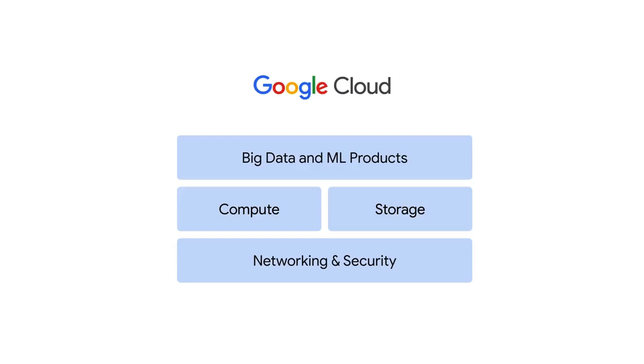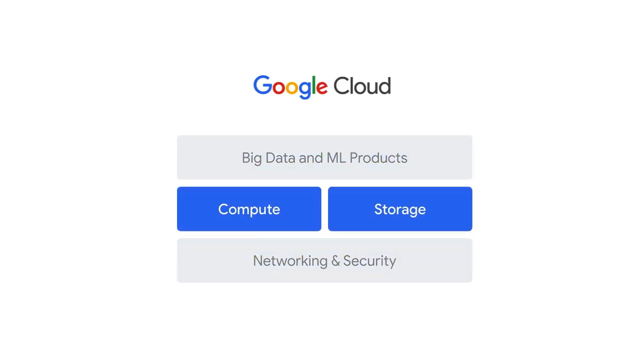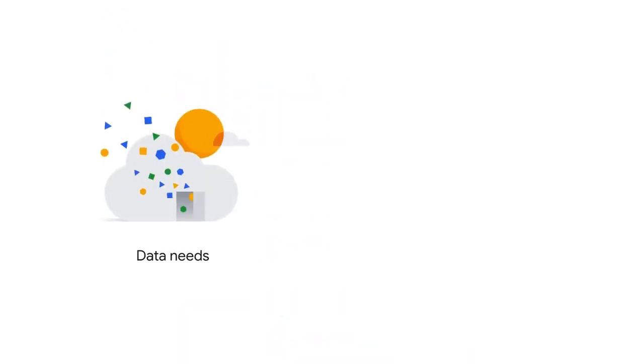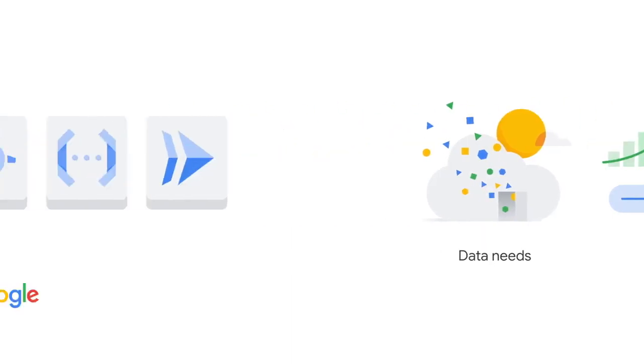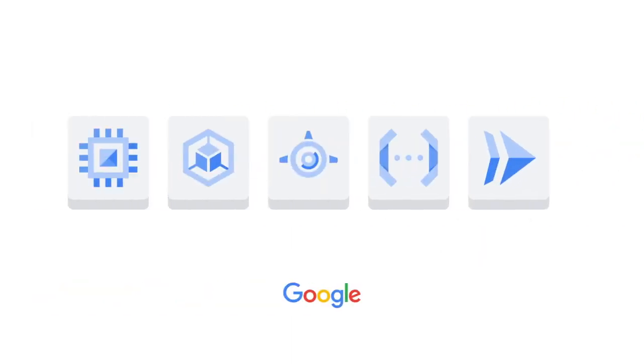Let's focus our attention on the middle layer of the Google Cloud infrastructure, compute and storage. We'll begin with compute. Organizations with growing data needs often require lots of compute power to run big data jobs. And as organizations design for the future, the need for compute power only grows. Google offers a range of computing services.